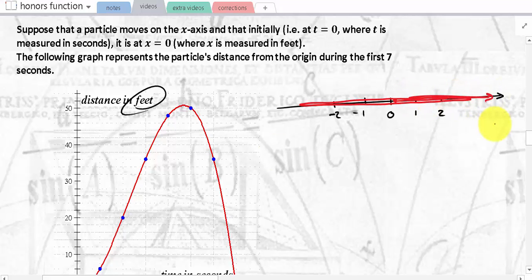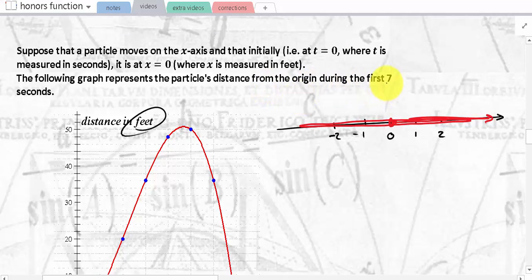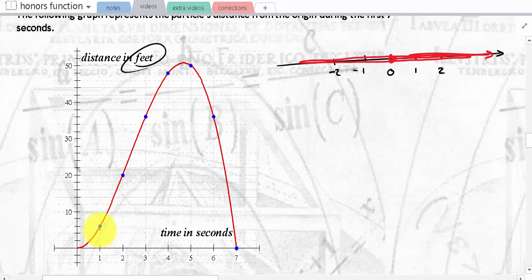All right. Okay. So what's going on here? At t equals 0, it is at x equals 0. So at t equals 0, it's right there at the origin of the axis. The following graph represents the particle's distance from the origin during the first 7 seconds. Okay. So we see clearly that at first the particle moves away from 0, right? Its distance from 0 is increasing pretty fast. This is in feet. But then somewhere there, it's going back towards 0 pretty quickly, right? Pretty quickly. Okay, let's see the questions.